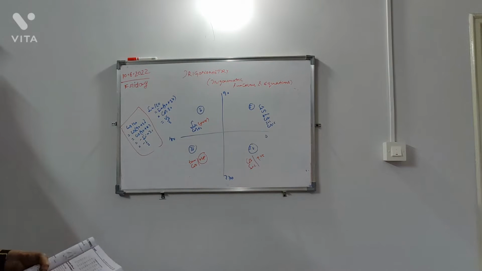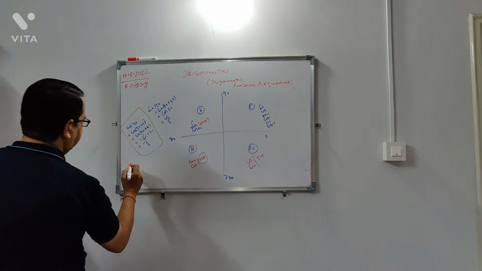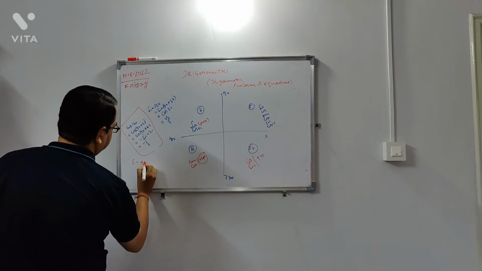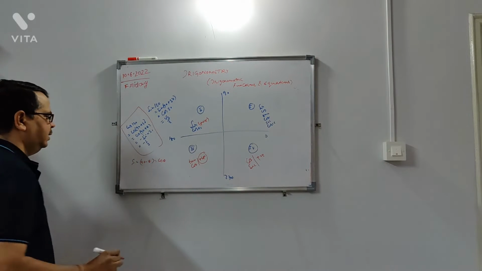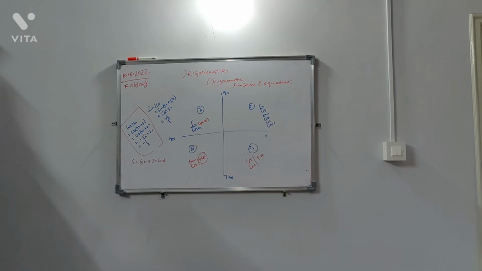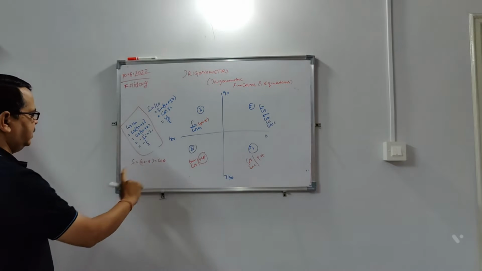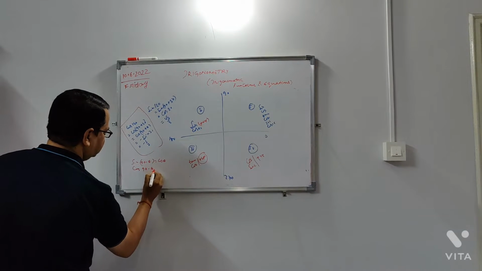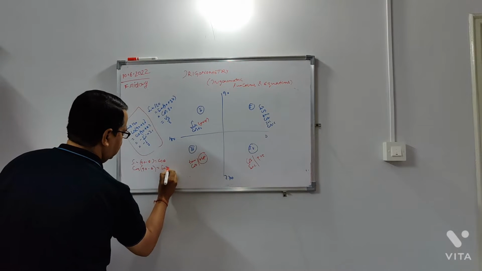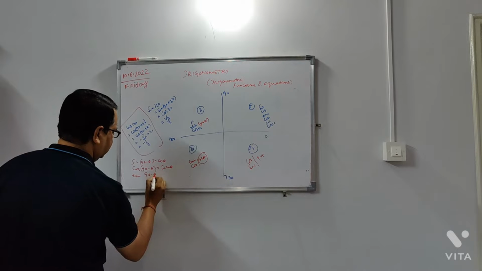Some important things we need to remember, like sine 90 minus theta is equal to cos theta. Any 90 minus theta is always positive, but the function becomes the opposite, because in the first quadrant everything is positive. So sine 90 minus theta is equal to cos theta, cos 90 minus theta is equal to sine theta, and then tan 90 minus theta is equal to cot theta, just the reverse.